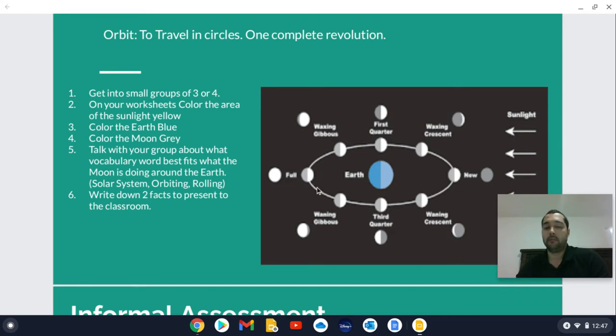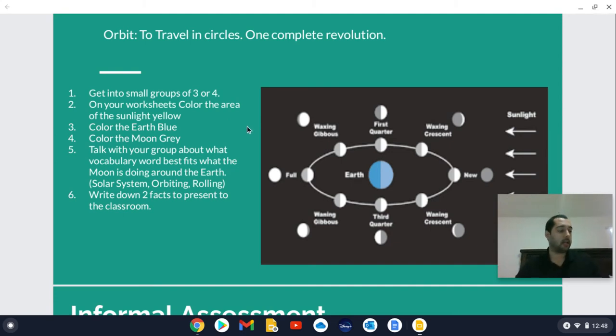Now, this moon is going around in a circle. And when it gets from this side all the way around back here, it completes one revolution. Or from one nighttime to another nighttime, possibly.